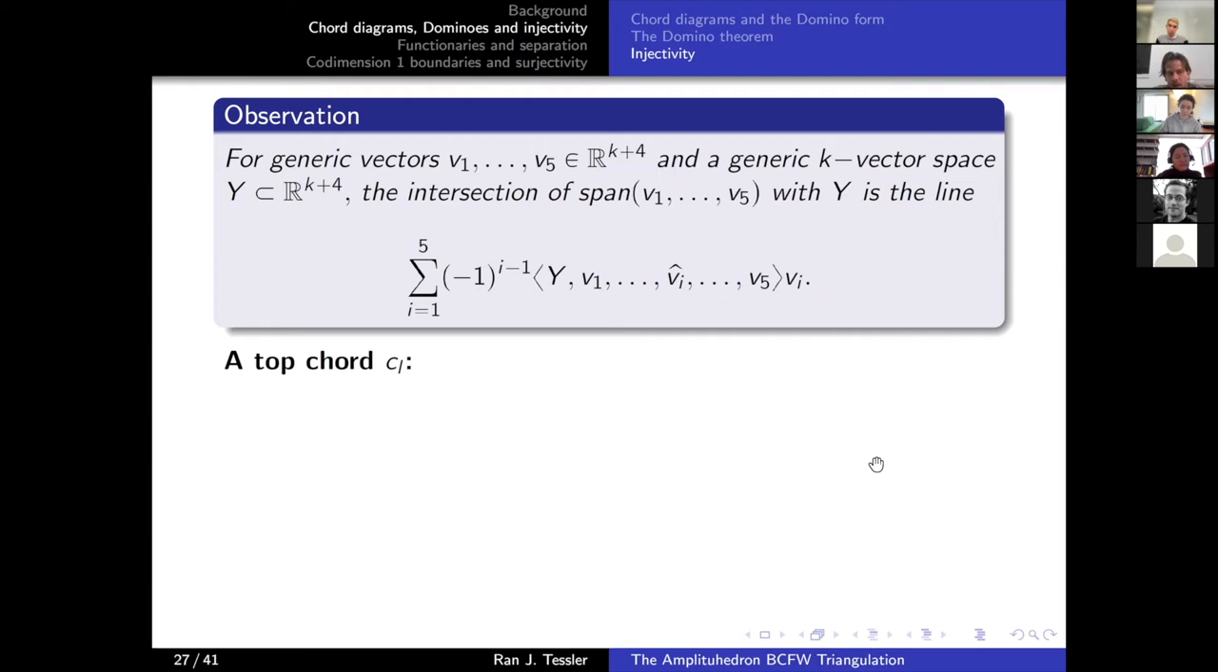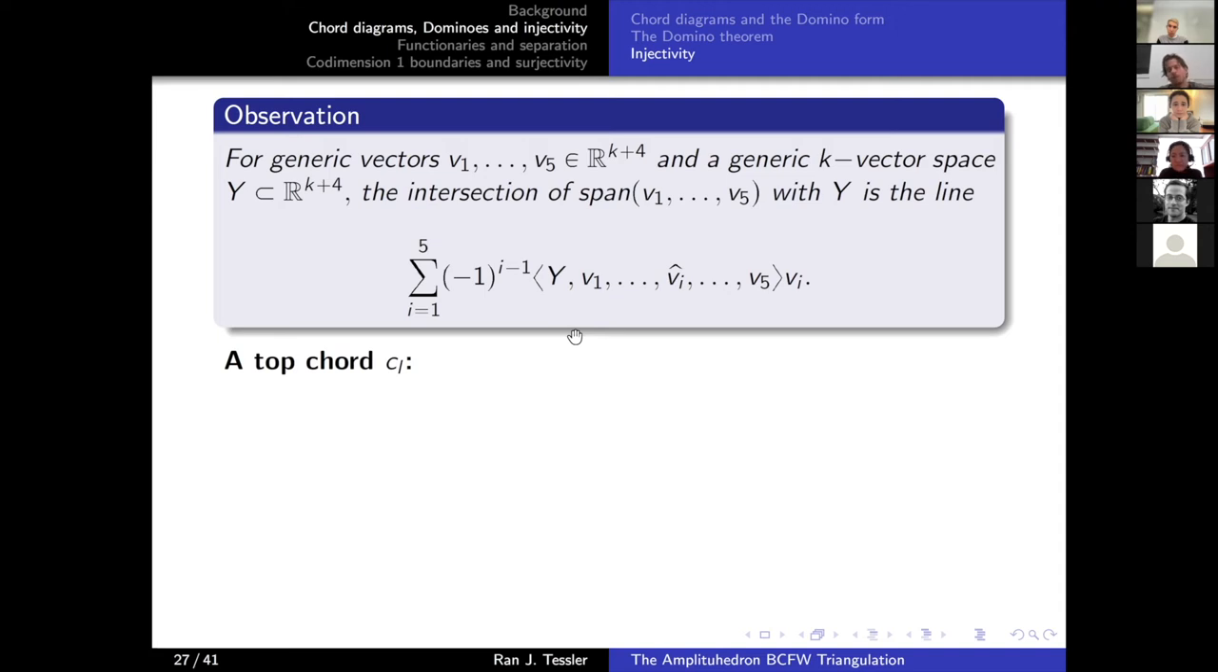We use the following simple observation. So for vectors V1 to V5 in R^(K+4) and a K-dimensional vector space Y in R^(K+4), first of all, the intersection of the span of V1 to V5 with Y is generically a line. And moreover, this line can be written in this way, where again, the triangular brackets correspond to taking the determinant of the matrix obtained by adding Y. Okay, so you see, I identify Y as a matrix and Y as a vector space, but if it bothers someone, I will stop with this bad habit. So we take Y, we add to it four of the five vectors and take the determinant, and this gives us the coefficient of Vi.